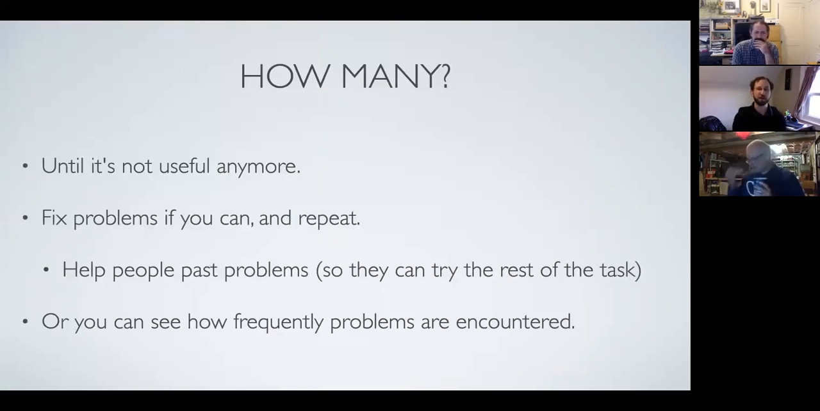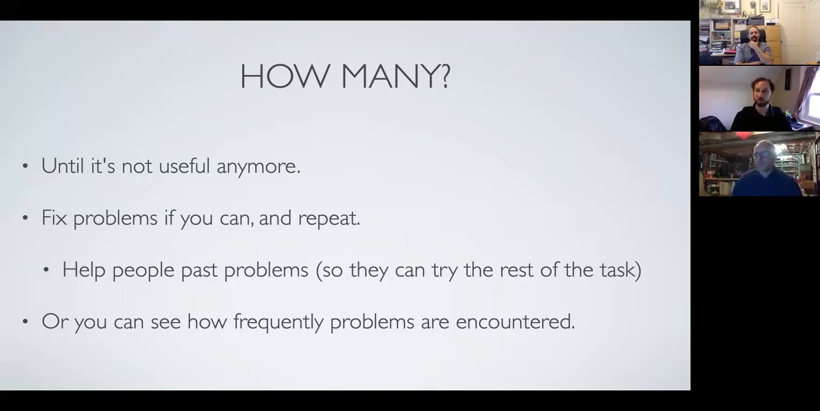Now, how many participants should you have? In a usability study, you can keep going until it's not useful anymore. That is, until the things that you're learning seem like they're mostly repetitive and you already knew those things from the previous participants. So typically in a usability study, you work with one participant, you learn about some problems that you found either with the materials or with the prototype. You fix those problems and then you repeat. And the idea is any problem that people encounter is likely to be a problem that other people will encounter. And so you might as well fix them right away rather than waiting until you see that it's a common problem.